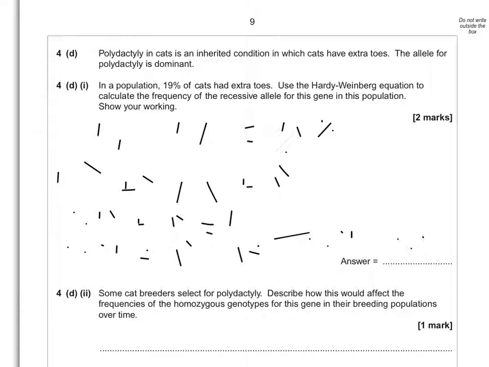I think a key thing is to remember to always convert the percentage into a ratio. So 19% is going to be 0.19. Also, I would write out the Hardy-Weinberg equation. That would help you work out what you're trying to do. I'll be honest, that wasn't the easiest of Hardy-Weinberg, but hopefully you've learnt from looking at my example.